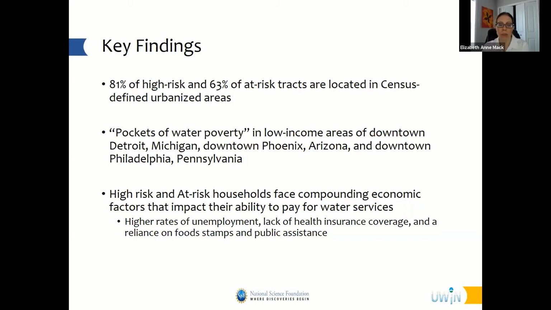On top of this, we also analyzed the characteristics of census tracts where there are likely affordability issues, and we found that there are compounding issues in terms of high rates of unemployment, presence of populations without health insurance coverage, and also presence of people that rely on food stamps and public assistance. So aside from potentially not being able to pay for their water services, they also face a lot of other economic pressures at the household level.